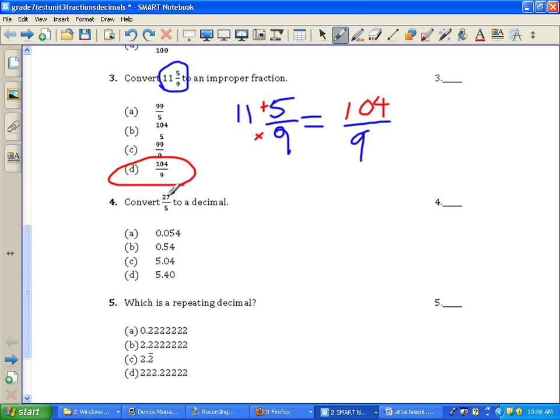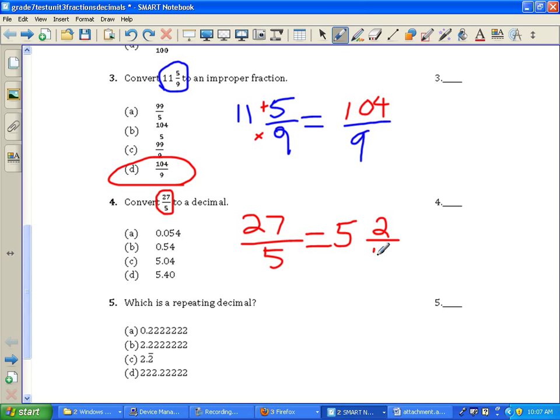Now, convert 27 over 5 to a decimal. Remember, any number can be written as a decimal, but in this case, it's written as an improper fraction. So the first thing I'm going to do is change 27 over 5 to a mixed number. So, how many 5s will go into 27? Well, 5 times 5 is 25, so it'll go 5 times, and there's 2 left over. So 5 and 2/5.